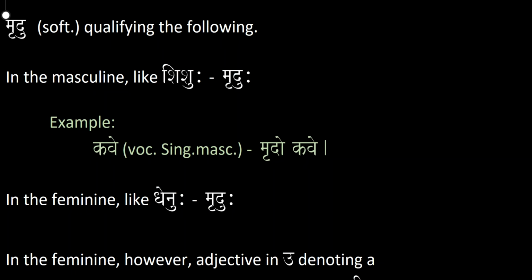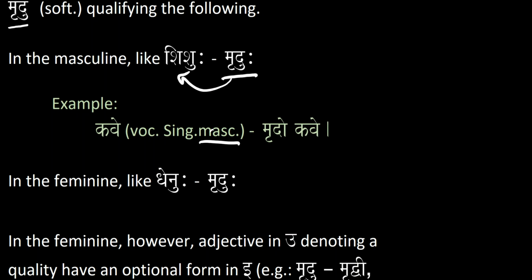Our first example, we have kave, which is vocative singular and masculine. Since it is masculine, we're going to want to change mridu into mriduhu so that we can decline it like shishuhu. In the vocative singular case, mriduhu becomes mrido kave.